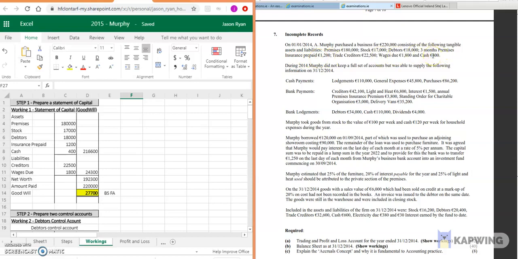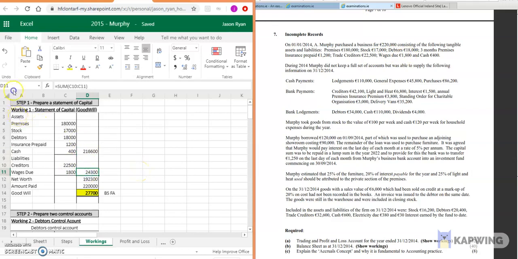They're all your assets, and you add them all up together and you'll get 216,600. Then you look at your liabilities in the question. We've got two liabilities here. We've got your trade creditors of 22,500 and your wages due of 1,800. You add those two together and you get 24,300.